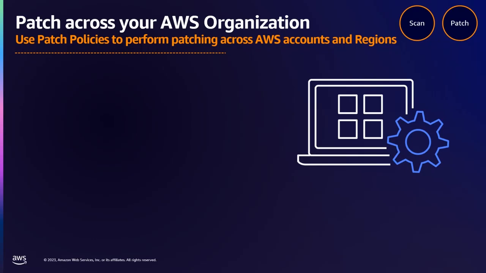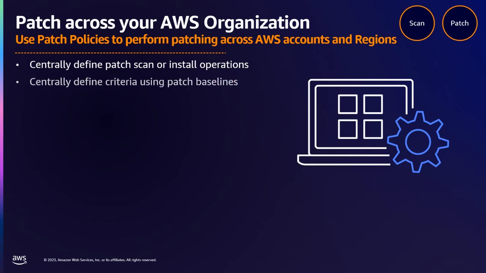So next I want to get into a feature that we launched in January. It's called Patch Policies, and this is the way to patch across your AWS organization. So Patch Policies is actually a new Quick Setup configuration type, which enables you to centrally define patch scan and installation operations, and also centrally define criteria using patch baselines.